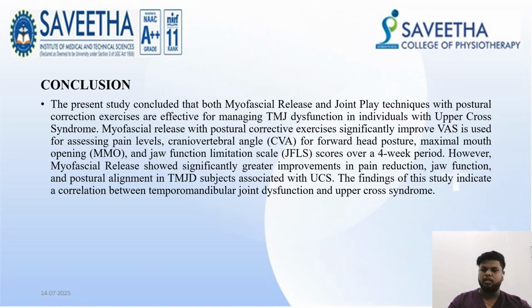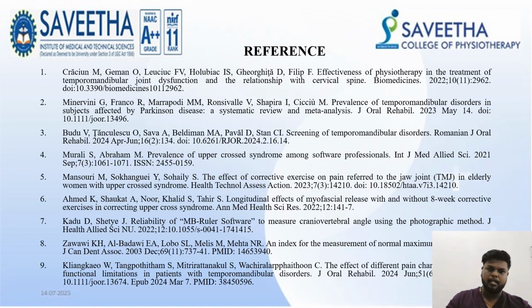In conclusion, my study concluded that both myofascial release and joint play technique with posture corrective exercise are effective for treating TMJ dysfunction with upper cross syndrome. Myofascial release shows improvement in pain levels, forward posture, maximum mouth opening, and jaw function over the 4 week period. Myofascial release shows greater improvement in pain reduction and jaw function in subjects with TMJ dysfunction associated with upper cross syndrome. The findings of the study indicate a correlation between upper cross syndrome and TMJ dysfunction.